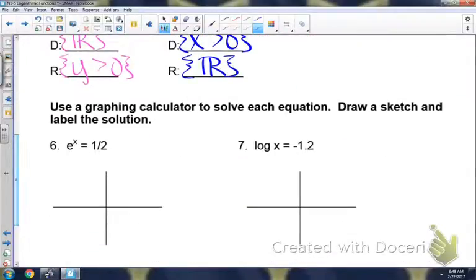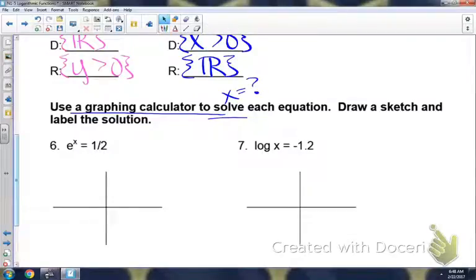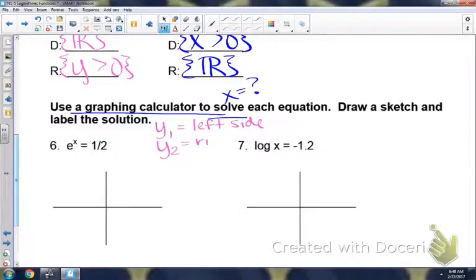Alright, the next part, we're going to use a graphing calculator to solve each equation. We're going to draw and sketch and label the solution. So it's saying use a graphing calculator to solve. Solve means you're going to be finding what x equals. So in order to do that, in y1, we're going to type in the left side. In y2, we're going to type in the right side. And then we're going to find where they intersect.